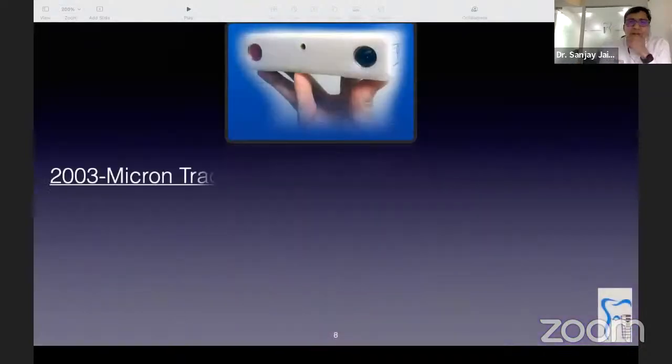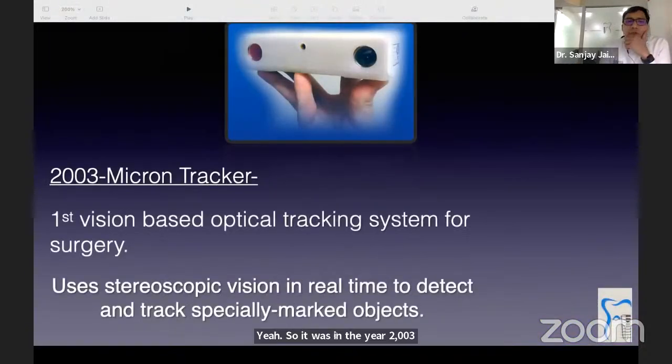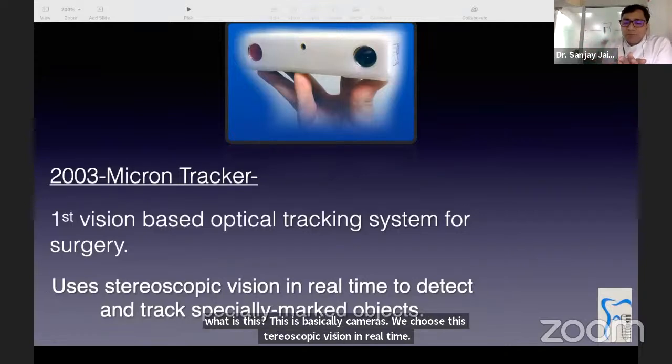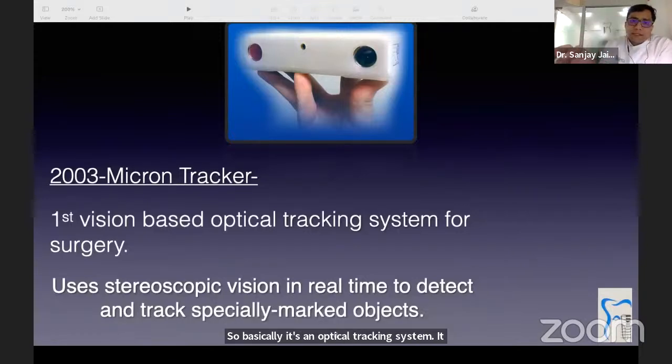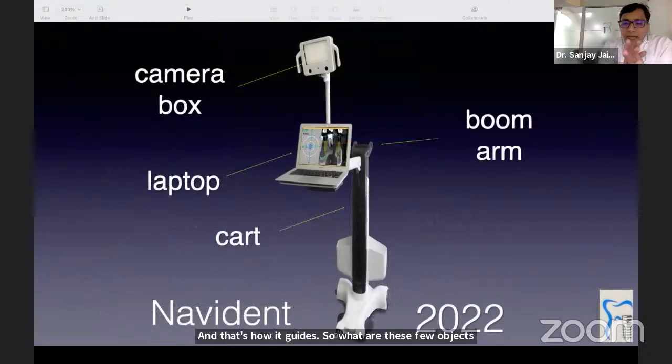Yeah. So it was in the year 2003 that this MicronTracker was invented. And what is this? This is basically cameras which use stereoscopic vision in real time. So basically, it's an optical tracking system. It tracks a few objects of the surgical site, and that's how it guides. So what are these few objects? These are these black and white checkerboard markers, which I'll show in the next slide.